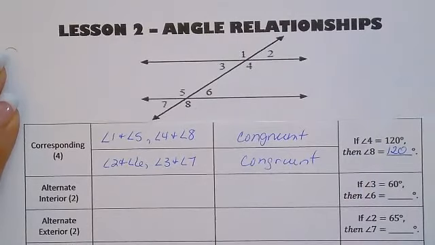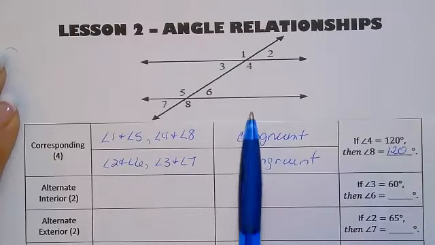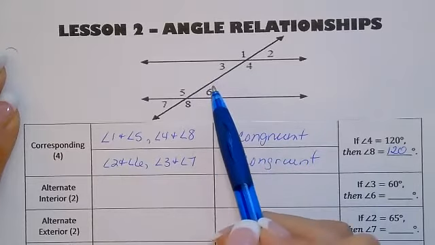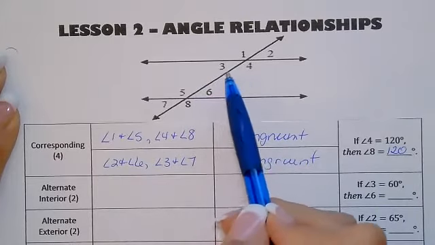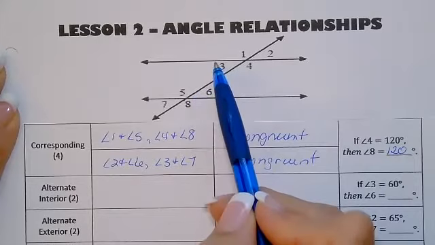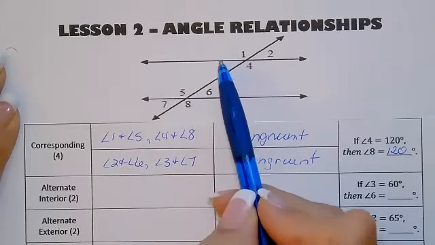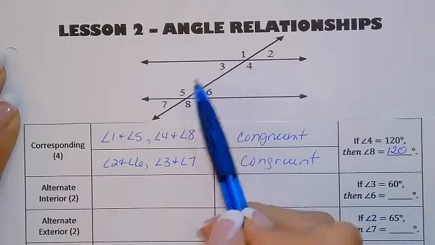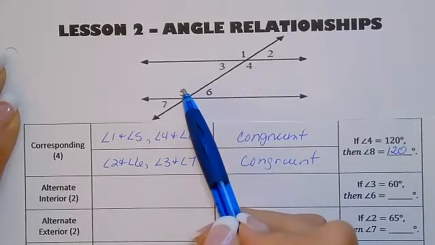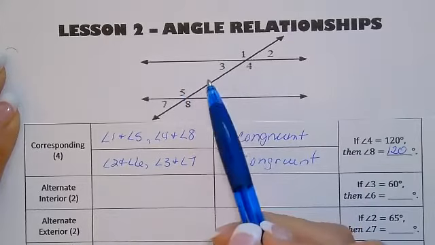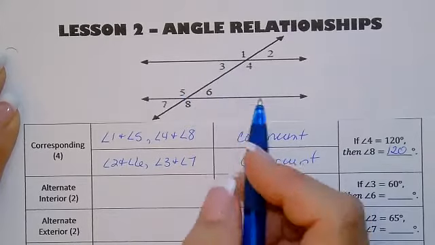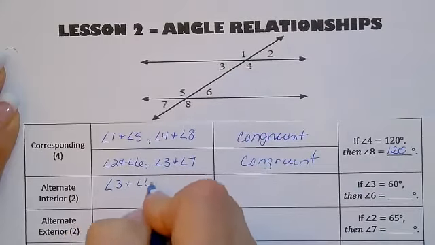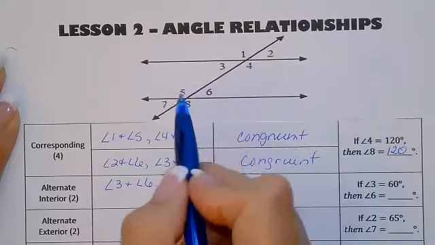Okay, alternate interior. So interior, we know, are 3, 4, 5, and 6. Alternate is back and forth. So 3 and 6 are on either side of this transversal, and 4 and 5 are on either side. So those are alternate interior. So 3 and 6, and 4 and 5.